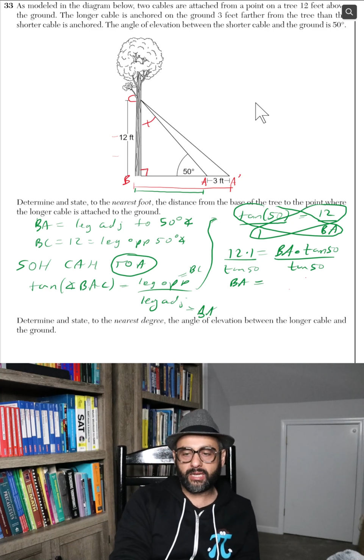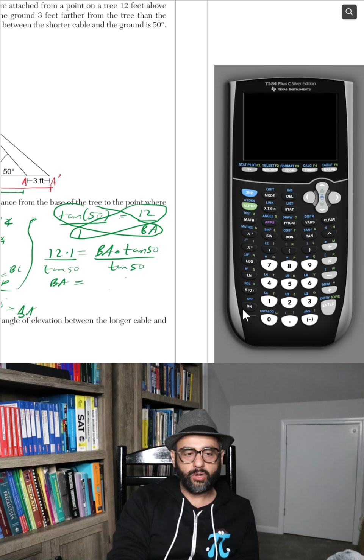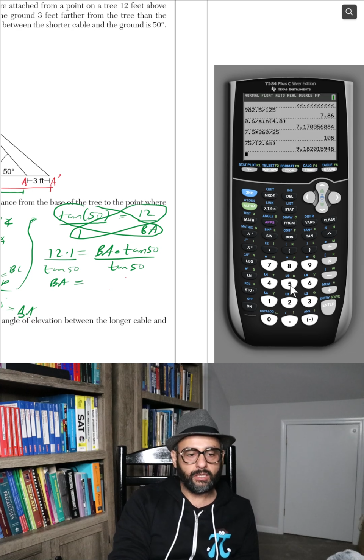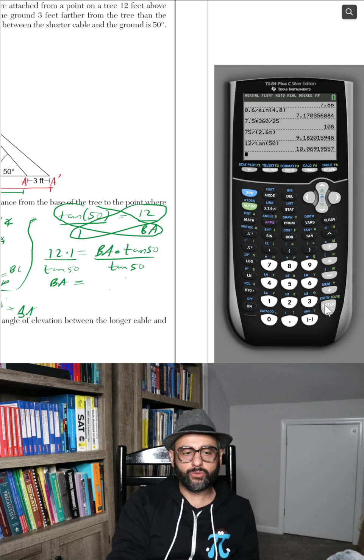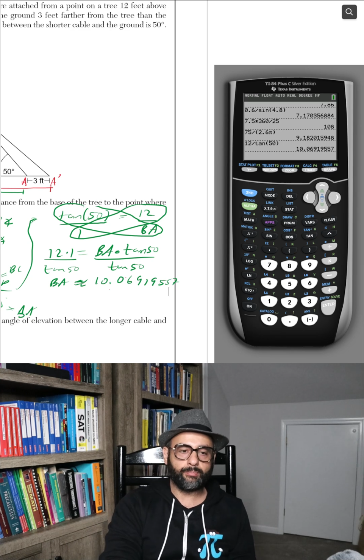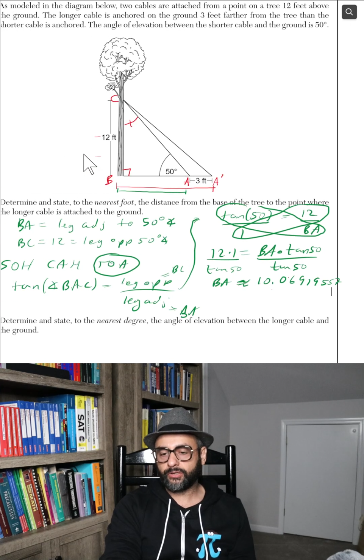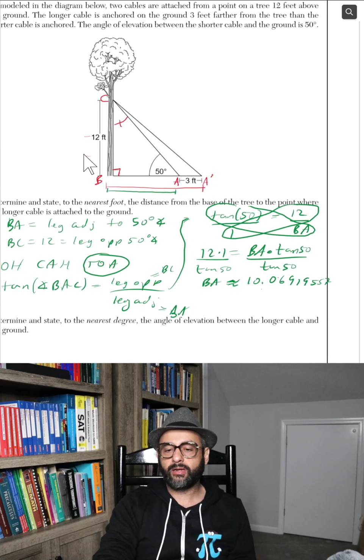And this is where I get my calculator out. Let me bring that over here so you can see my calculator. So 12 over tan 50 is approximately equal to 10.06919557. And you know my rule, I put all the decimals and then round later. They didn't ask me for BA, so I can't round quite yet.